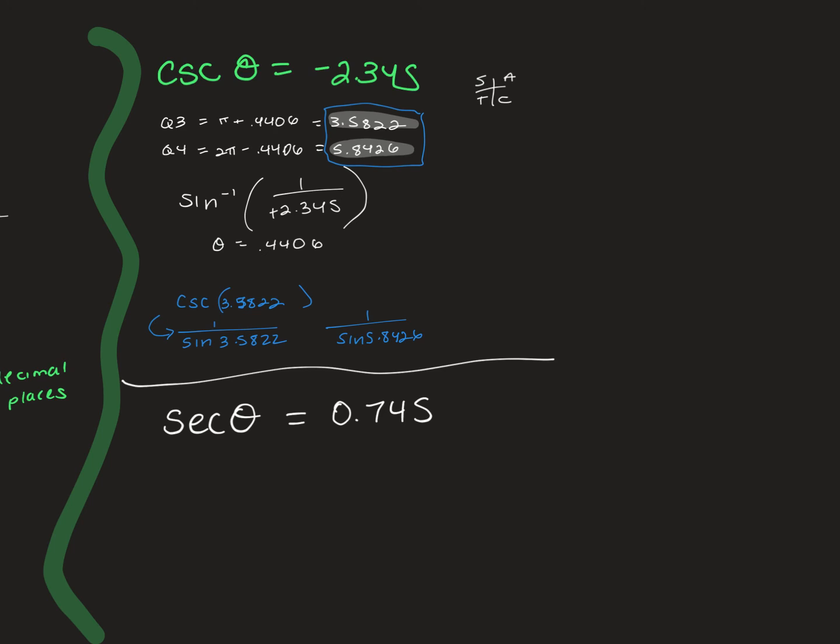Actually, that doesn't work, because then cosine would be bigger, which is fine, that could be an answer, but let's change it to 1.745. Wait, why wouldn't it work? Because remember, that's like saying the cosine's bigger than 1, and cosine can't be bigger than 1.